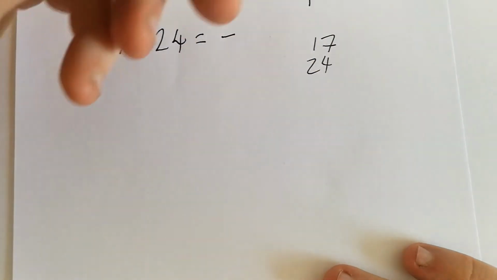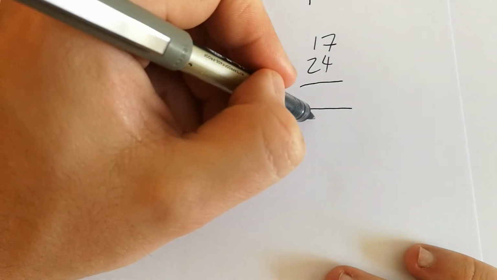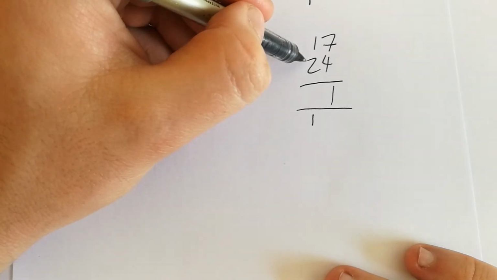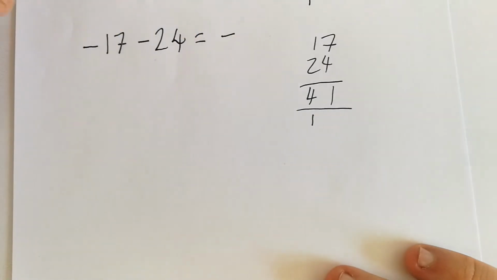So we go 17 and 24. We then put our equals in. 7 plus 4 is 11. 1 plus 2 is 3, plus our extra 1 is 4.